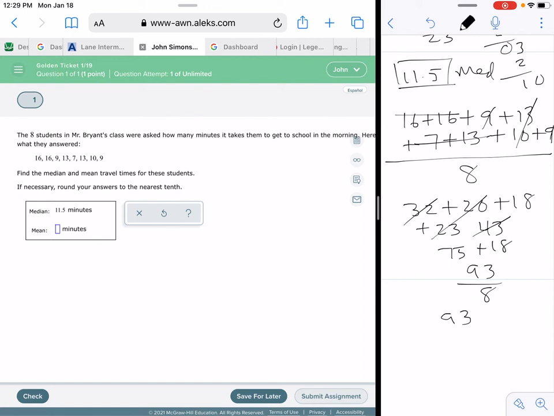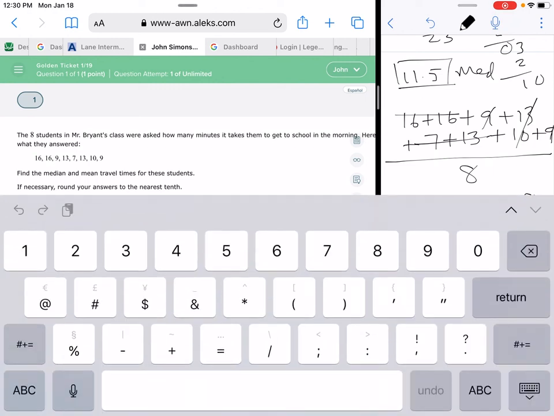When I do 93 divided by 8, you can absolutely do this with a calculator. I'm just doing it this way because I don't want to pull up a calculator right now. I will get 11.6, and it wants the answer to the nearest tenth, so we want to go one more digit out. I bring another 0 down, and that gives me 2. So I got 11.62, so my number is going to be 11.6 for my mean.